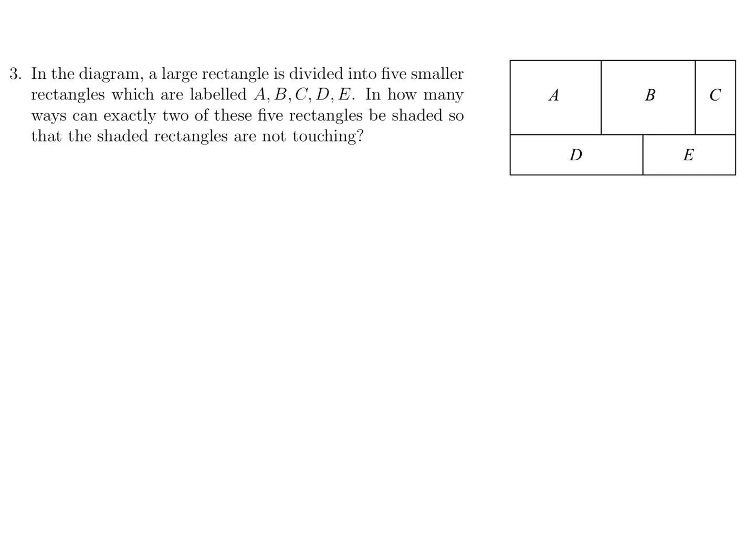In the diagram, a large rectangle is divided into 5 smaller rectangles, which are labeled A, B, C, D, E. In how many ways can exactly 2 of these 5 rectangles be shaded so that the shaded rectangles are not touching? Okay, so let's talk about this. A can be paired with C, and A can be paired with E, and that's it, because the other ones are touching.